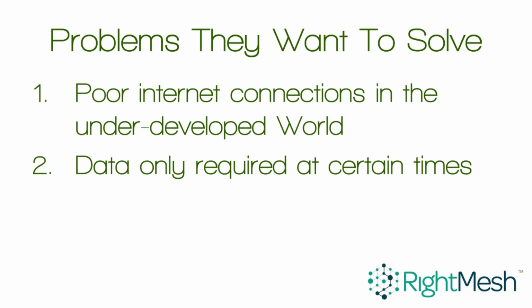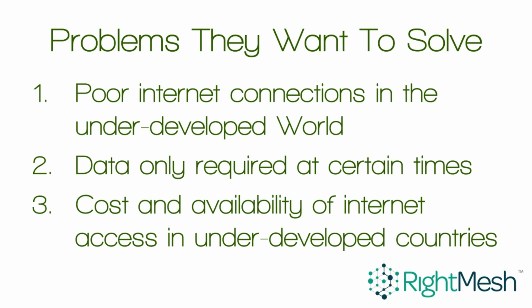So the other problem they want to solve is data may only be required at certain times. You don't really need an internet connection all the time. You might just want to check some information, as I mentioned, train timetables, availability of something, and you might only require to log on, get the data, and then log off again. And a mesh network is more suitable for sharing the data amongst a lot of people. You can get the data you require. You don't need to be on the internet for a long time or even at all. And number three, the cost and availability of internet access in underdeveloped countries makes it difficult for people to even afford or use the internet anyway.